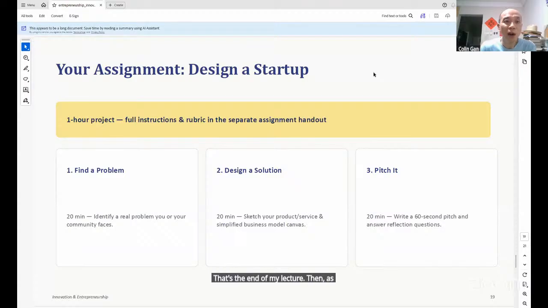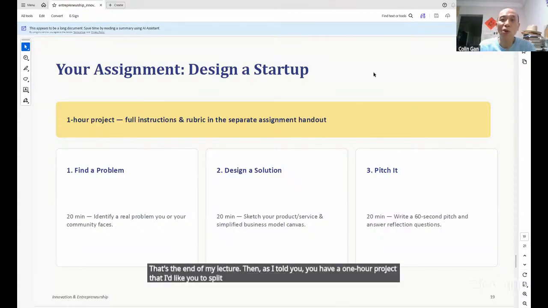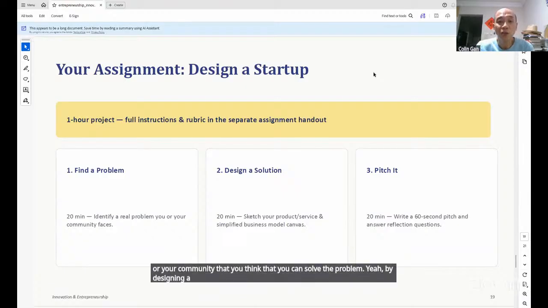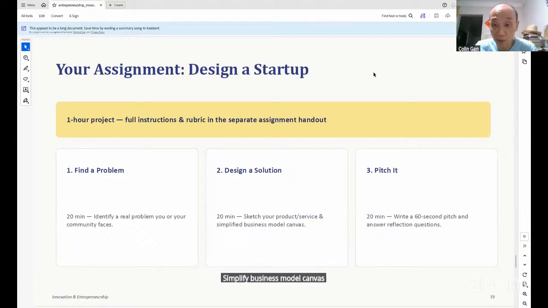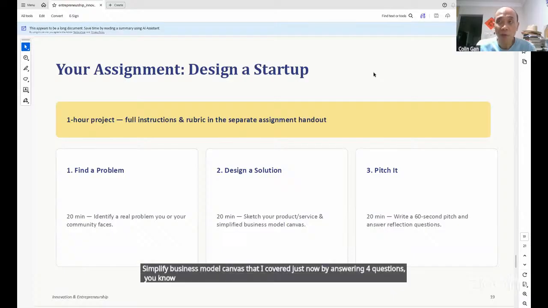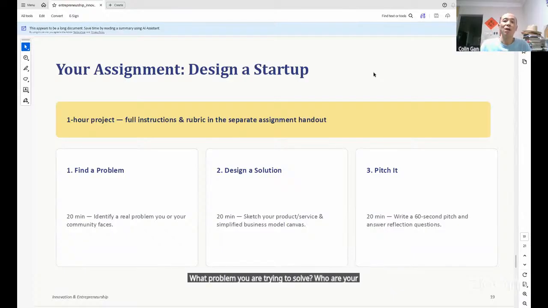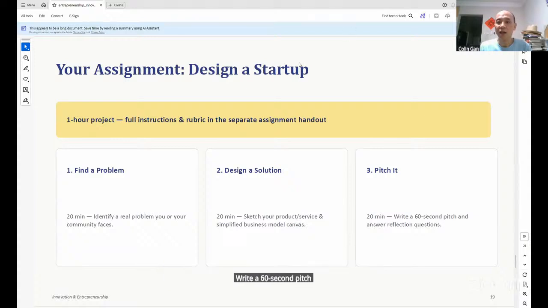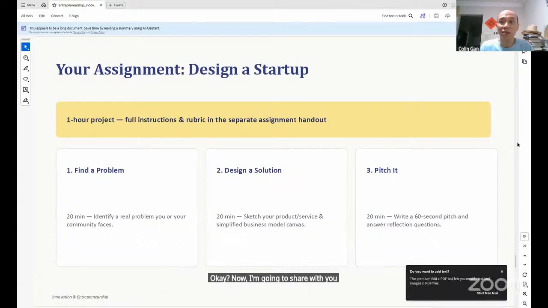Then, as I told you, you have a 1-hour project that I'd like you to split into groups to do, or you can do it with your students. Find a problem, something that really bothers you or your community, that you think you can solve, by designing a solution out of it. Sketch your product or service in the simplified business model canvas that I covered just now by answering 4 questions. What problem you are trying to solve, who are your customers, your pricing model, and so forth. Then pitch it. Write a 60-second pitch and answer some reflection questions. Okay, this is just the basics. Now I'm going to share with you what the assignment looks like.